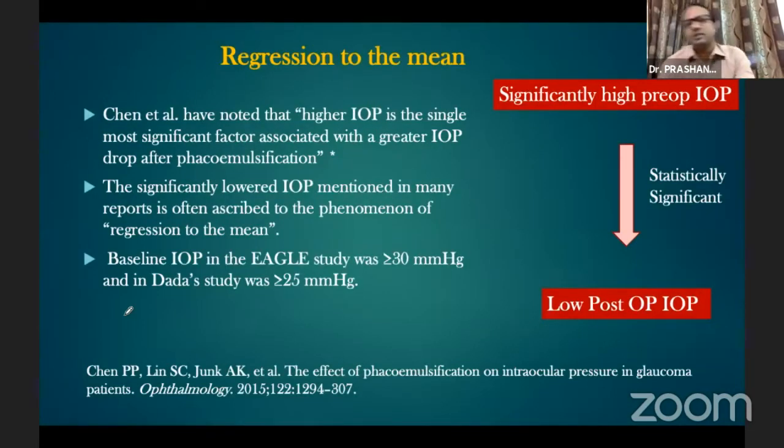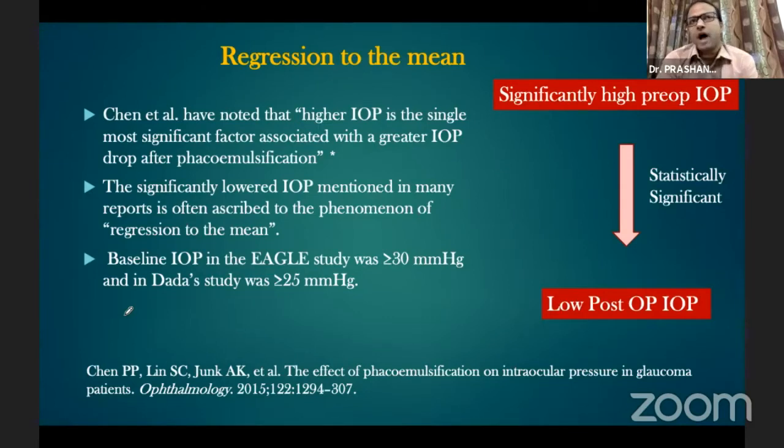Regression to the mean. Now, this is again a limitation of this study. Chen et al. have noted that a high IOP is the single most significant factor associated with a greater IOP drop after phacoemulsification. What it says is, regression to the mean is a statistical phenomenon. If you have a significantly high pre-op pressure, and after doing a procedure the IOP drops, that extrapolates that the procedure itself is the reason behind a significant drop in the pressure.